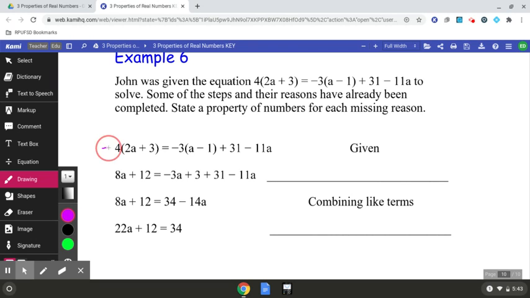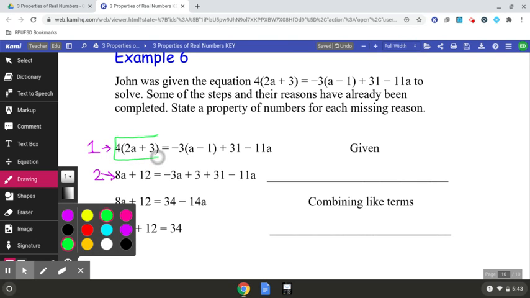So here, from step 1 to step 2, what's different? The first thing I noticed is that I'm missing parentheses from here to here. And how would I get rid of parentheses? Well, I would distribute. We just did this property. 4 times 2 is 8, and 4 times 3 is 12. And now again, if I keep analyzing this, -3 parentheses a minus 1 changes to become -3a plus 3. So again, what did I do? I had to distribute. So to get from line 1 to line 2, we had to distribute. So we use the distributive property.